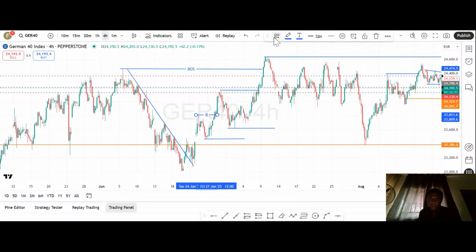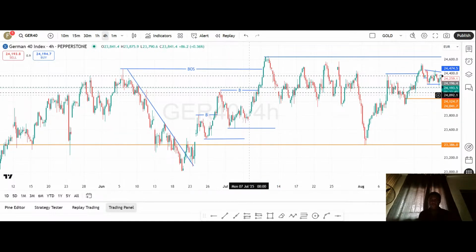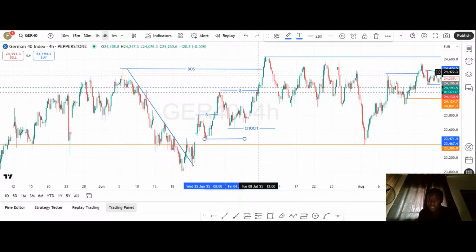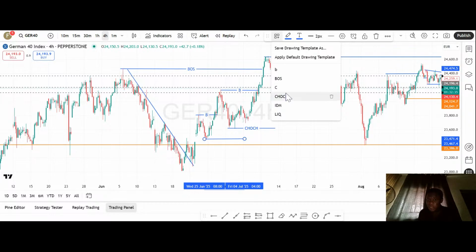See how many BOS here now? One and two, right? One, two breaks of structure. So the lows now are the change of character. You see, these are internal. These are internal breaks of structure. So all these lows now are change of character.